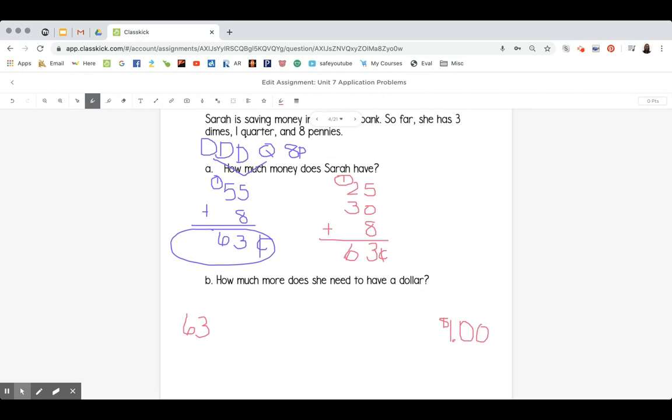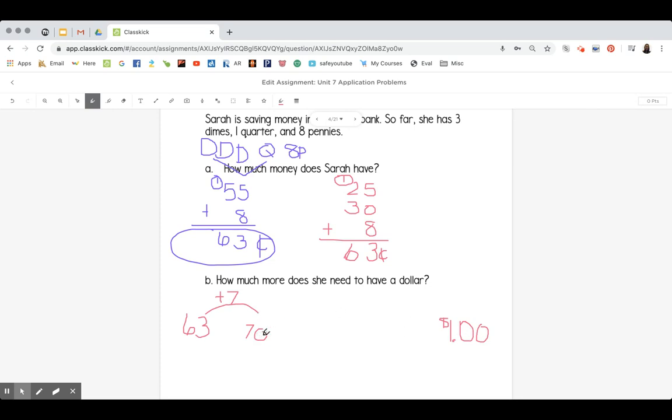Okay? So I can do this a couple ways. I can first decide, okay, do I want to count by tens first? Do I want to count by ones first? I'm going to count by ones just to get me to a friendly number. So I know my next friendly number that ends in a 0 is 70. I also know that if I have a 3 in the ones place, it's going to take me 7 more to get to the next 10. So 63 plus 7 will get me to that 70.